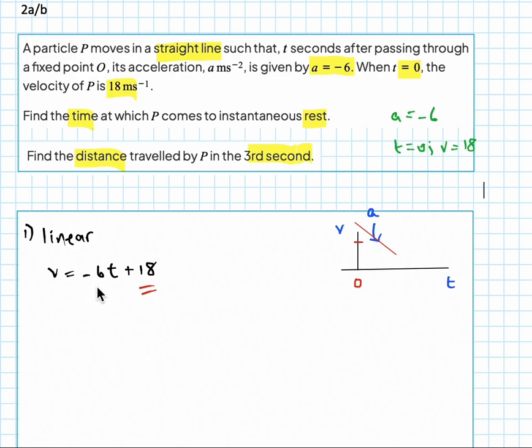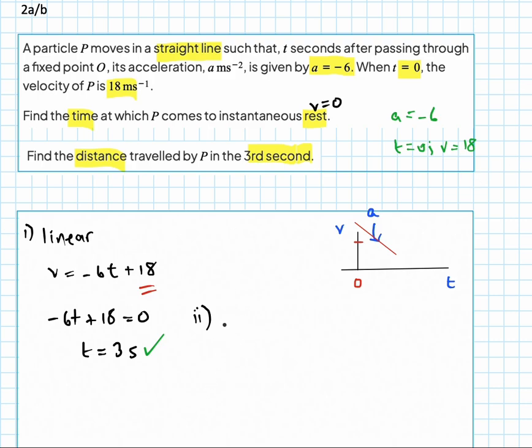And to find the time, it's where v is equal to 0. So just substitute that. So minus 6t plus 18 will be equal to 0. And of course, t is equal to 3. So t is equal to 3 seconds. When you get 6t is equal to 18, divide 6 on both sides, you get t is equal to 3.